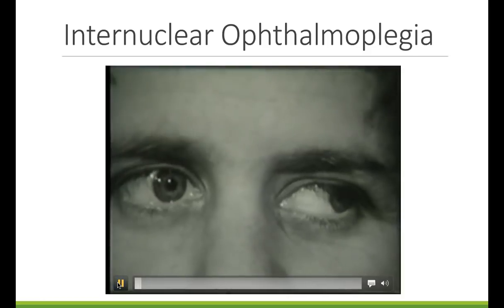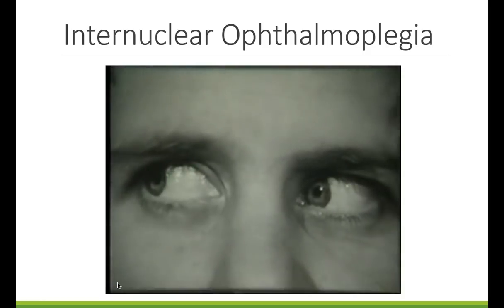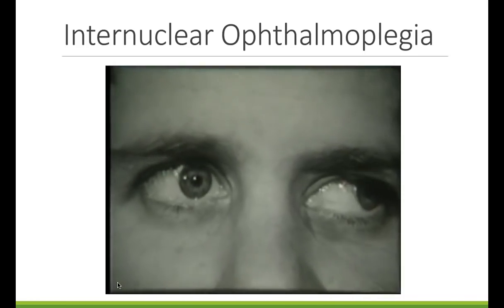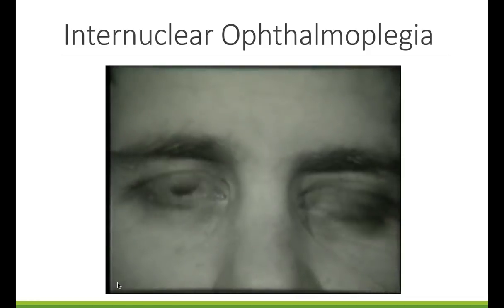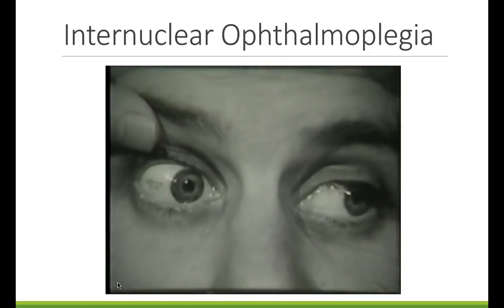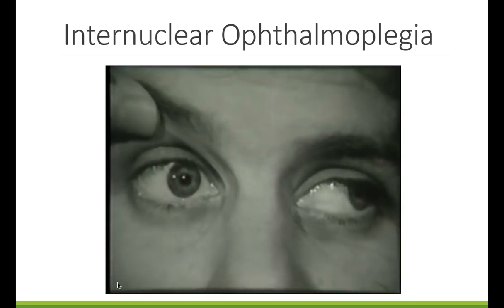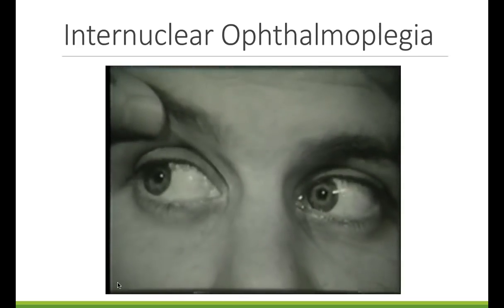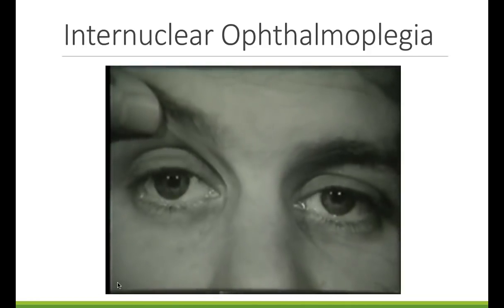I'm going to play that one more time. So the left eye kind of shakes a little bit. It's almost like it's trying to pull the right eye over, if you'll appreciate that. And so this is a classic lesion of the brainstem affecting the medial longitudinal fasciculus on the right side. The side of the adducting deficit is the side of the lesion.